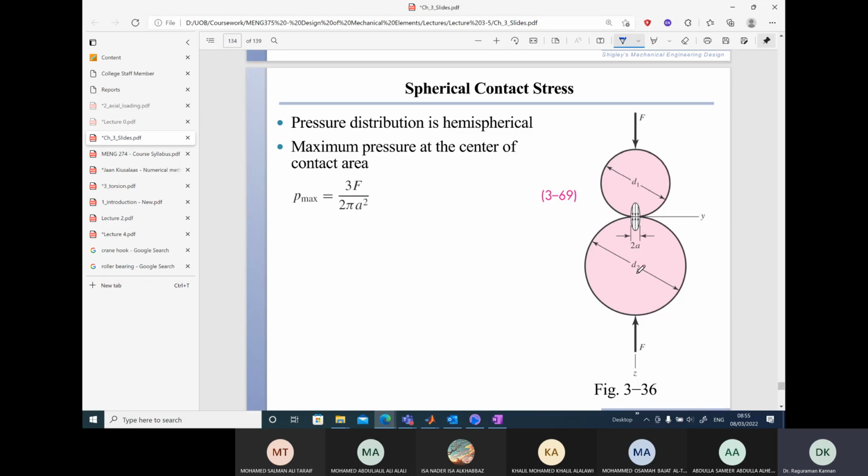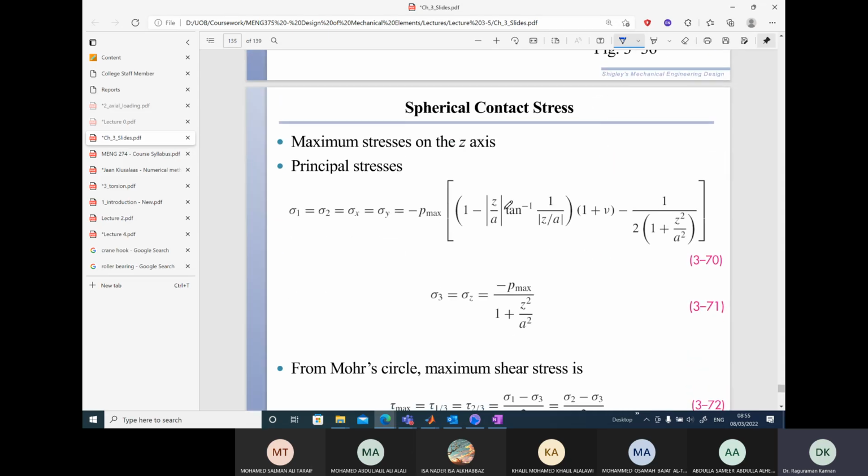Z is the axis here. So let's take the vertical axis as the Z axis, and the X and Y axes are right on this plane, on the plane of contact. So as we go away from the point of contact down, the distance Z increases. Based upon the distance Z we have this. Notice that Z is with absolute sign.